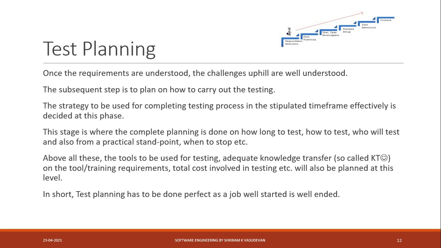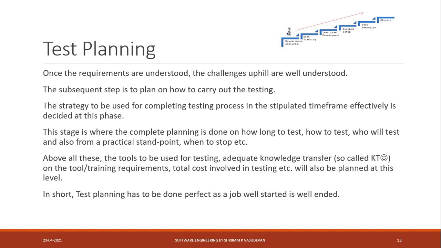Now second step, you have understood what are all the requirements. Now what is the subsequent step? The subsequent step is to plan how to carry out the testing. Well sir, I have got clear understanding about what are all the functionalities that are available, but now it is time for me to go ahead with the testing. But before going ahead with the testing, you need to plan for testing. You need to plan as in how long to test, how to test, who will test, which are all the functionalities to be tested manually, which are all the functionalities to be automated, when to stop testing.